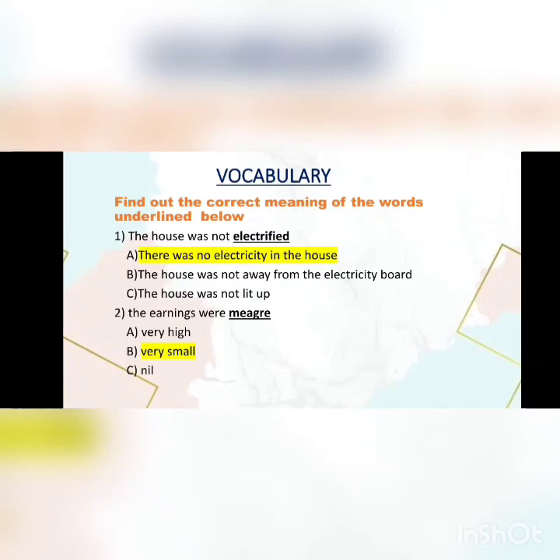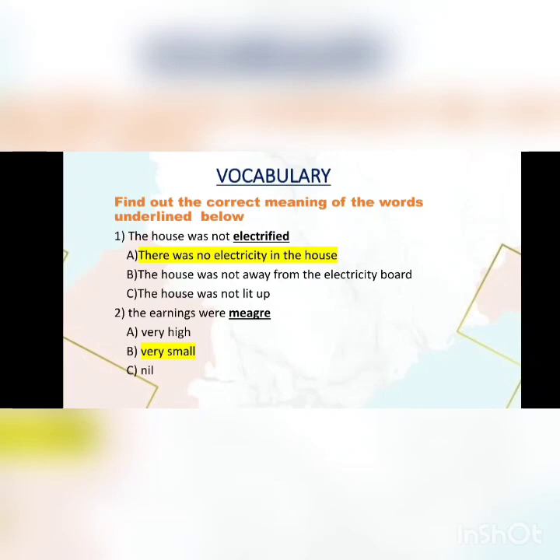Here they gave you options. You should find out the meanings for the underlined word. Find out the correct meaning of the words underlined below. The house was not electrified. Here they gave you three options. You have to select the correct meaning for the underlined word. The first option, there was no electricity in the house. The house was not away from the electricity board. The third option is the house was not lit up. So not electrified means there was no electricity in the house.